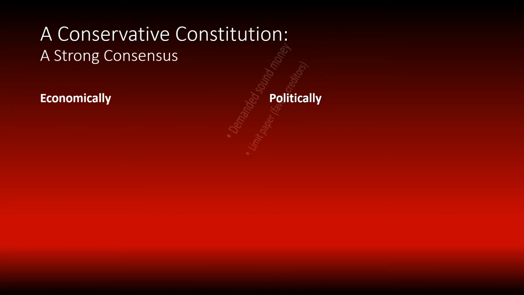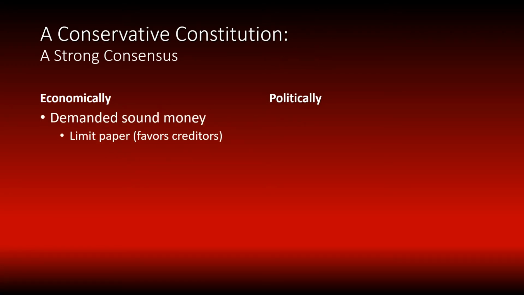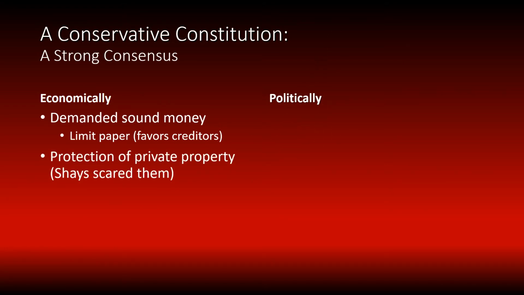Economically, they all agreed that we need to have a sound money system. It limited paper money, printing of paper currency. This favors creditors, those who are lending money. They tend to be the ones with money. It protected private property. States time and time again would try to pass laws that would limit private property or maybe distribute private property or limit what you could do on your private property.